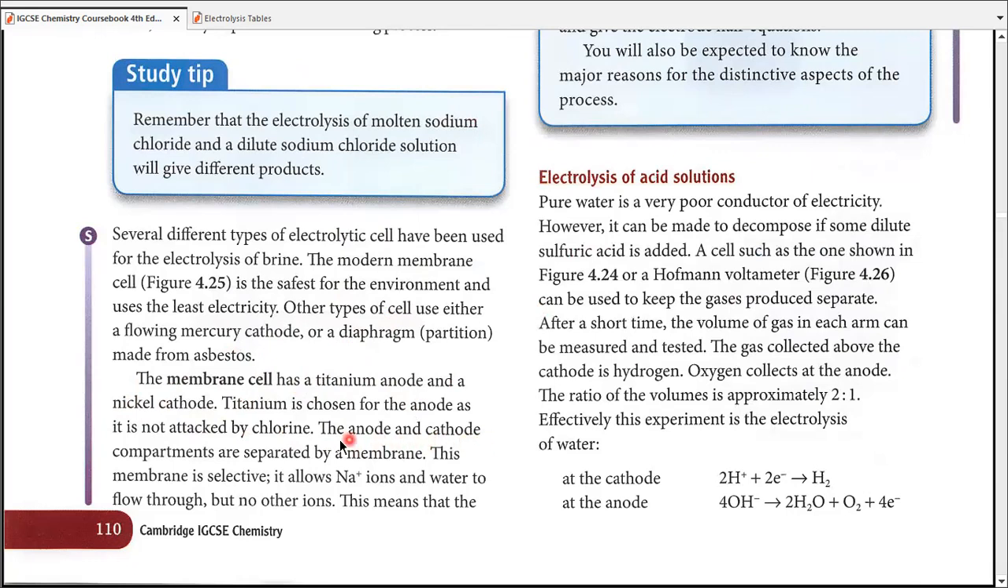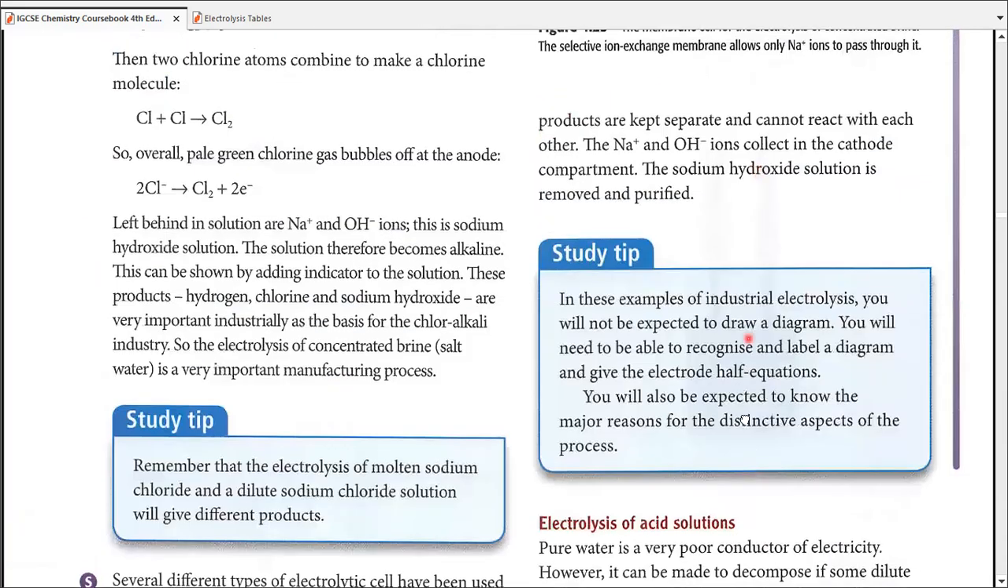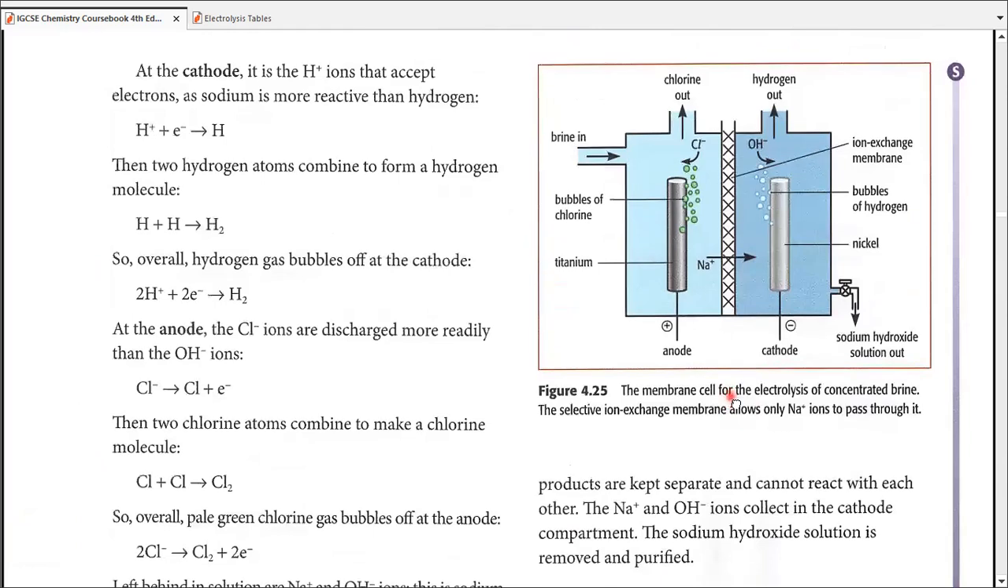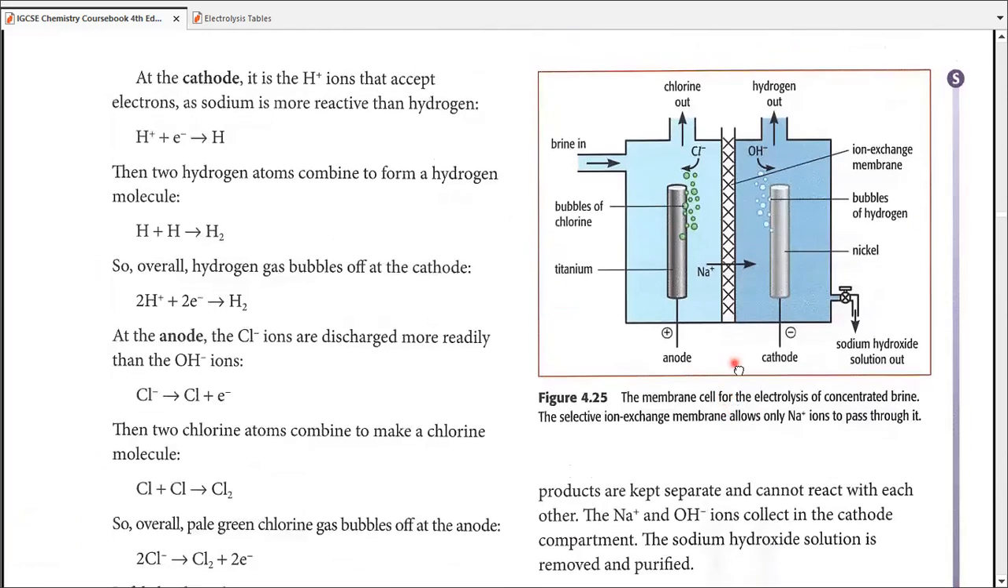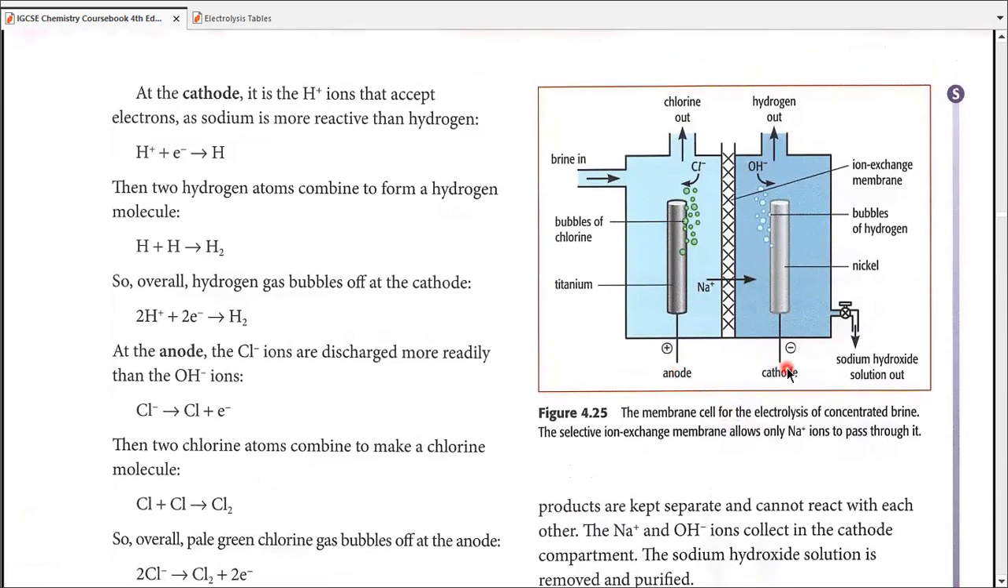Anode and cathode compartments are separated by a membrane. The membrane is selective, partially permeable. That means it allows sodium ions and water to flow through it, but no other ions. This means that the hydroxide ions can be kept separate, and products are kept separate and cannot react with one another. Take a look. Brine comes in from the left.